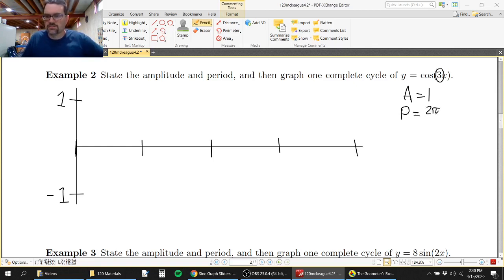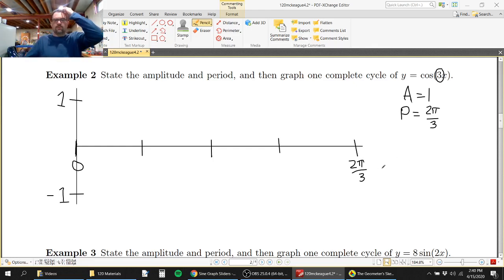The new period is going to be 2 pi divided by whatever that number is. So 2 pi over 3, and you can't even simplify that. So our basic graph here, still starting at 0, but now ending at 2 pi over 3, like so. Question is, what are these other 3 key points? And that's what we need to figure out.